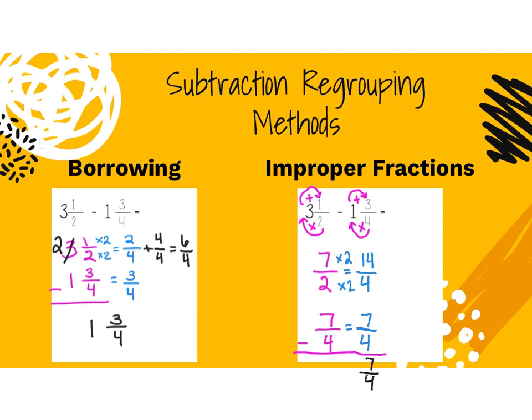So now my answer is an improper fraction, and I need to convert it into a mixed number. So we'll put our top dog in the house. 4 can go into 7 one time. 4 times 1 is 4. And when we subtract, we get a remainder of 3. So our answer is 1 3/4. Notice how we got to the same answer both times. It just depends on which regrouping method works best for you.